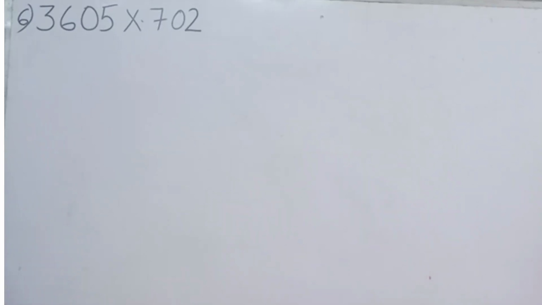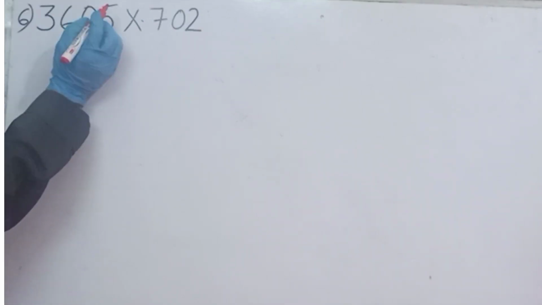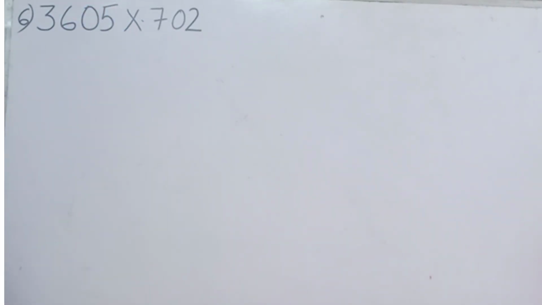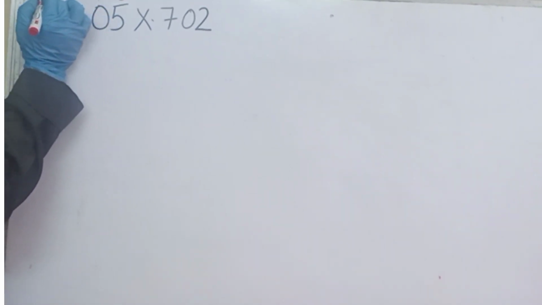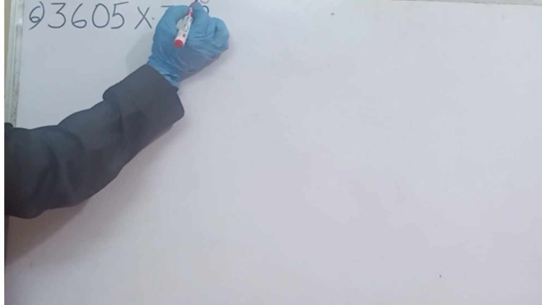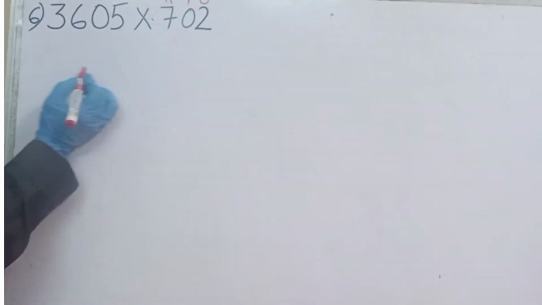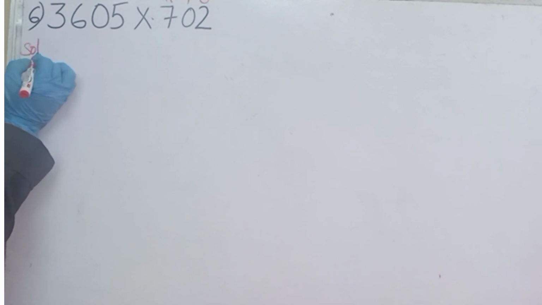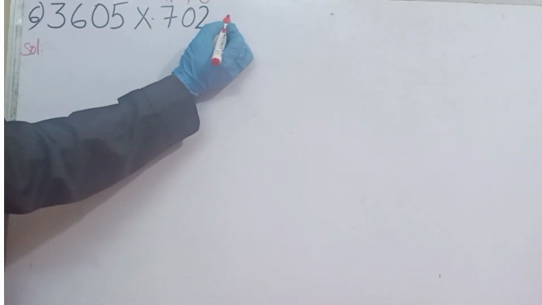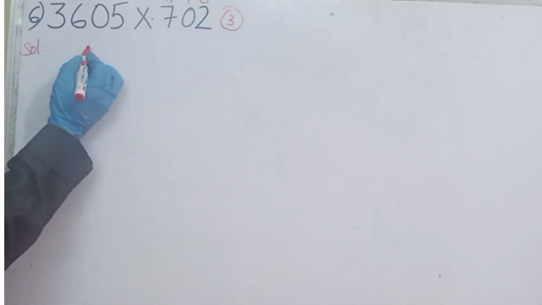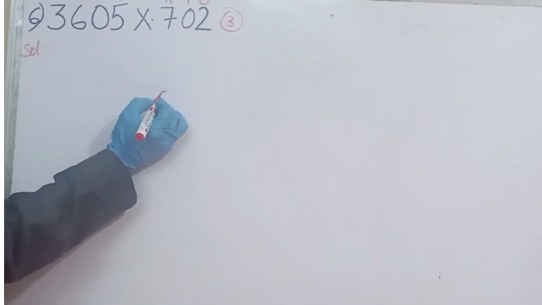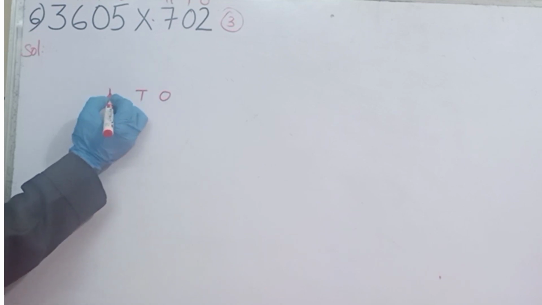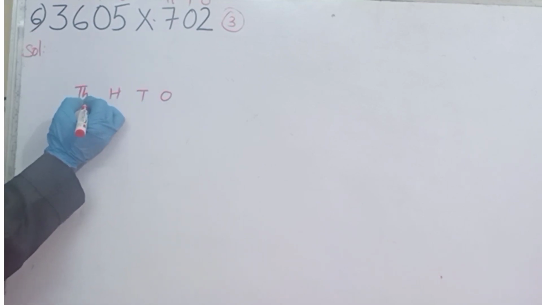Now I would like to do a sum in which we have zeros also, and without using the rough column. First thing we have to remember, we have to write the place values. Since I have 3 digits to be multiplied, I'll leave some space for carries, and then I'll write the place values. Ones, tens, hundreds, thousands.